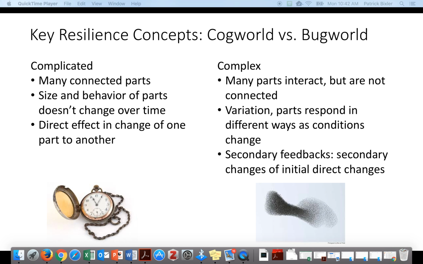Which is different from complex. Complex, there are many parts that interact, but not necessarily connected in a linear, predictable way. And there's variations. Parts respond in different ways as conditions change. There's also feedbacks. There's secondary changes of the initial direct changes. So a change in one part of the system may change another part of the system. That also creates a feedback to another part of the system.